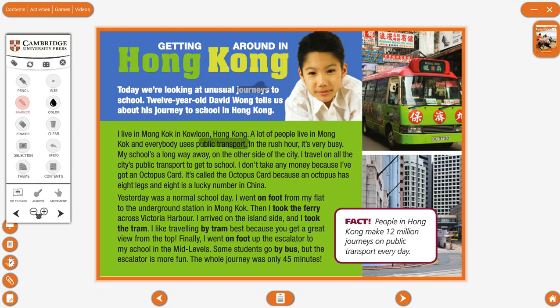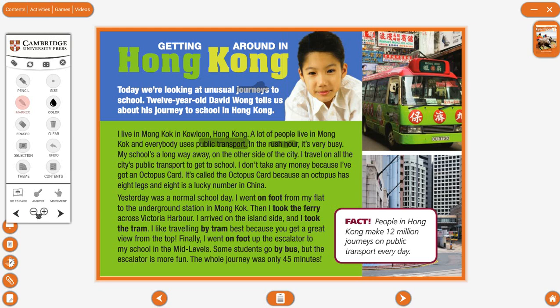In the rush hour, do you remember rush hour? Rush hour means in Turkish işe gidiş geliş saatleri, yoğun saatler ve kalabalık saatler anlamına gelir. Lütfen rush hour'un anlamını yanına yazın. Yani trafiğin en yoğun olduğu saat anlamına geliyor. In the rush hour, in Turkish, trafiğin en yoğun olduğu saatler.